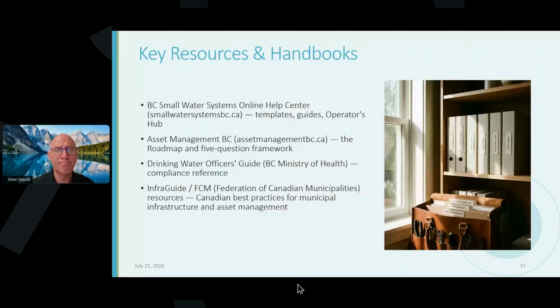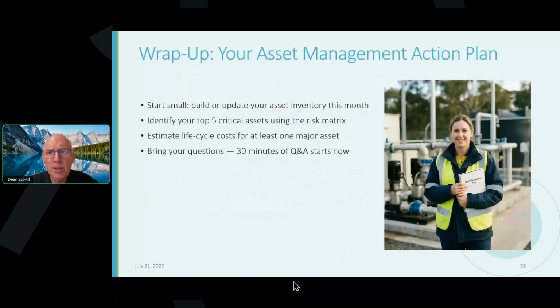So just wrap up. Start small. Build or update your asset inventory this month. Like, just start, right? Identify your top 5 critical assets using the risk matrix. Okay, if something fails today, how's it going to impact my users on the system? Estimate life cycle cost for at least one major asset. Do it for one. Don't have to do it all. Just start with one. And I'm really encouraged to hear your Q&A starting, I guess, in the next minute or so as we bring this to a wrap and open up the floor here.